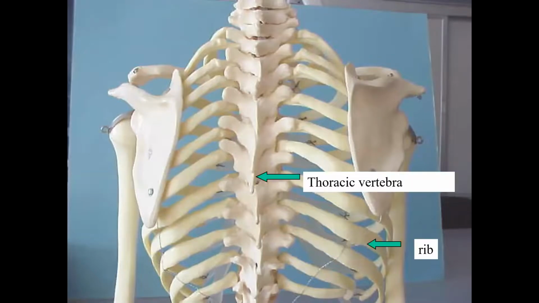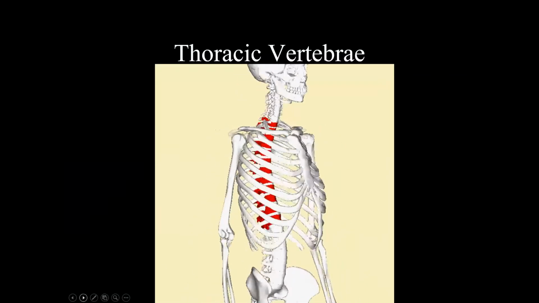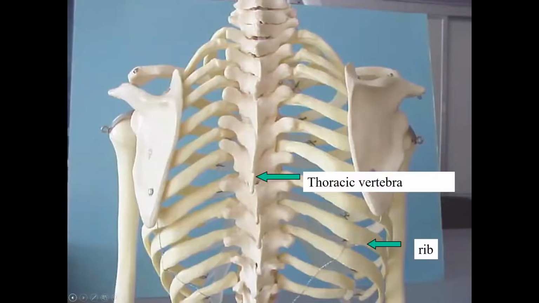Okay, thoracic vertebrae. These are unique in that they have points of attachment for the ribs. The other vertebrae, the cervical vertebrae don't, the lumbar vertebrae don't. Only the ribs attach to the thoracic vertebrae.